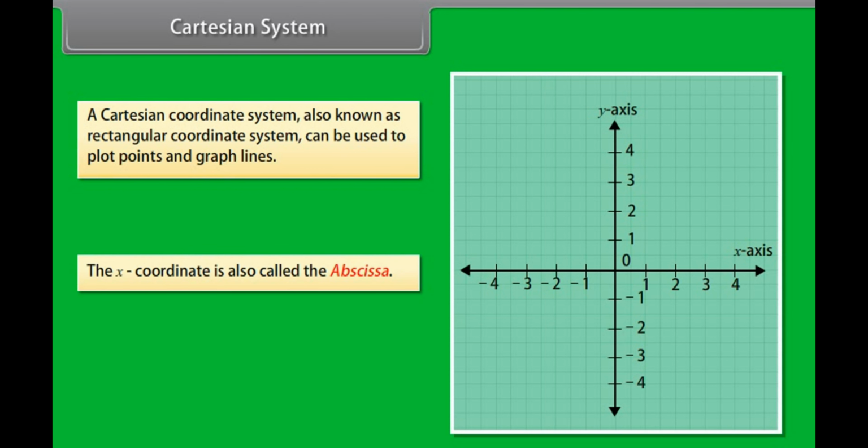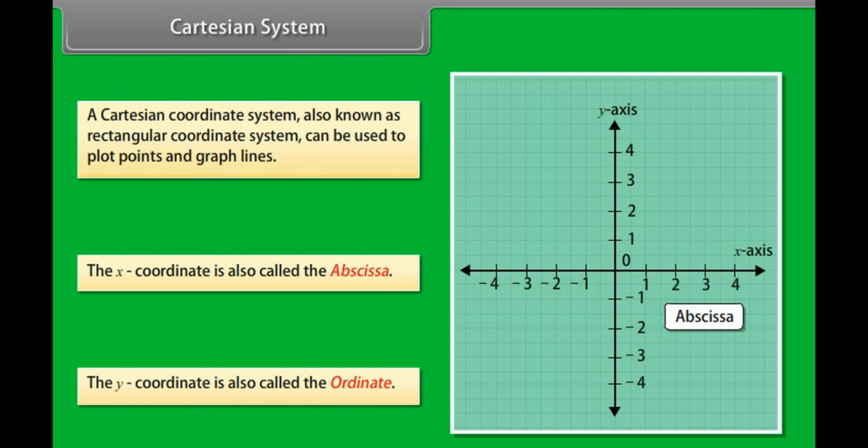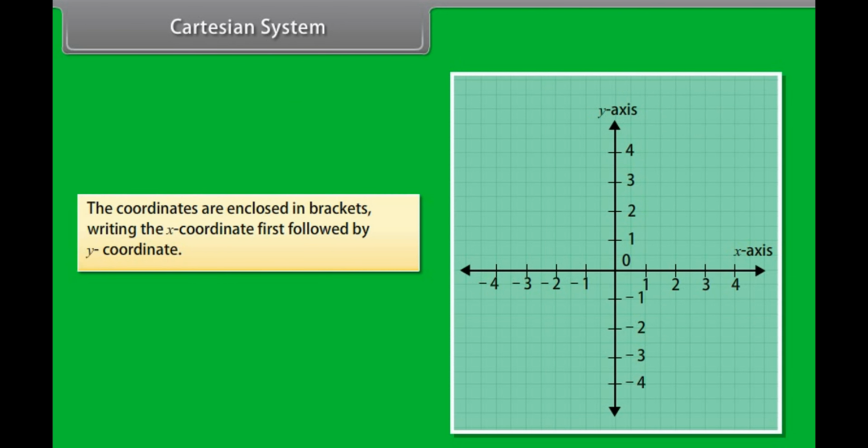The x-coordinate is also called the abscissa. The y-coordinate is also called the ordinate. The coordinates are enclosed in brackets, writing the x-coordinate first followed by y-coordinate. The center or intersection of the two axes is equal to (0, 0). Terms used in Cartesian system. Before going further, let's look at some definitions.